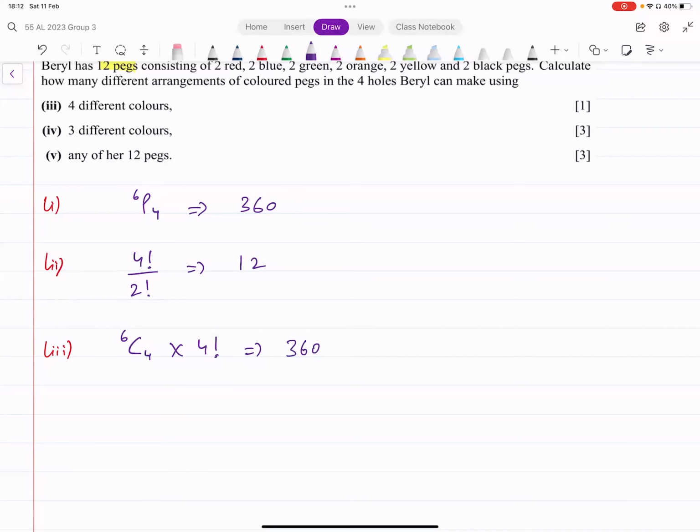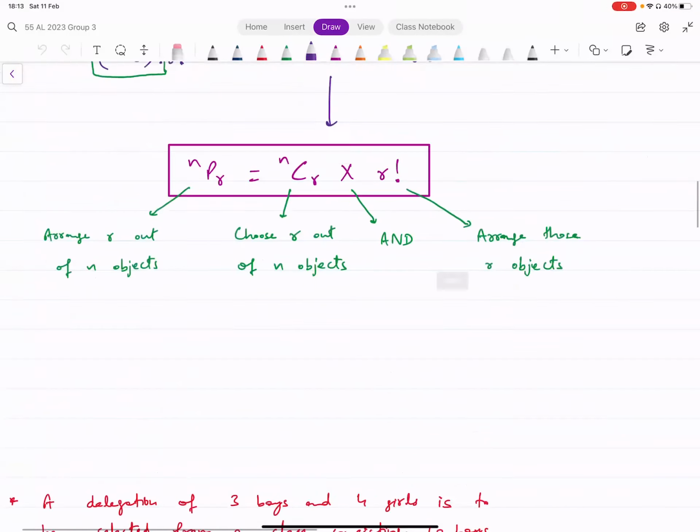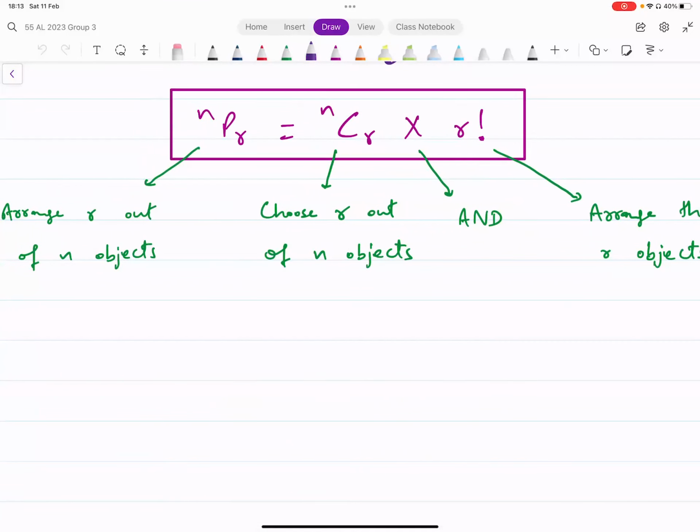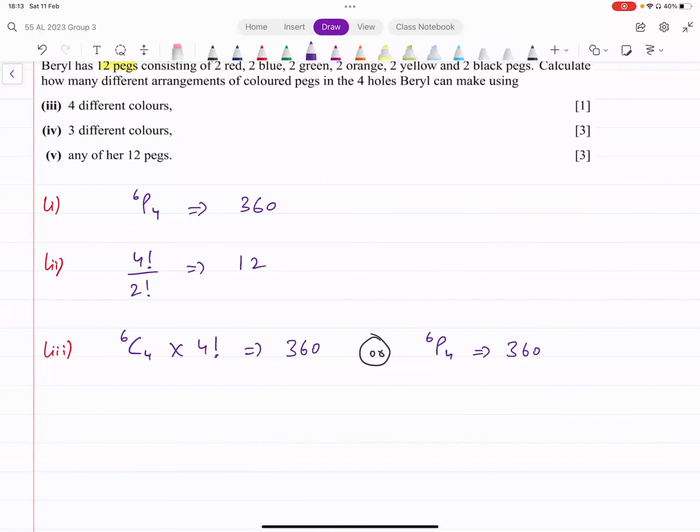360. We could also do it directly like this as well, since we are saying we have 6 colors and we have to arrange 4 out of them. We could directly do this as 6P4 as well, and that should give you the same result, which is 360. Right? We remember we did this: if you split permutations, you can write nPr is nCr into r factorial. So you can use the left side or the right side, you can do both here. You could either write it as 6C4 into 4 factorial or directly 6P4.